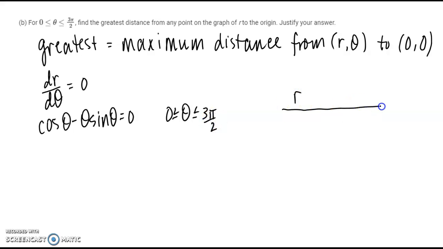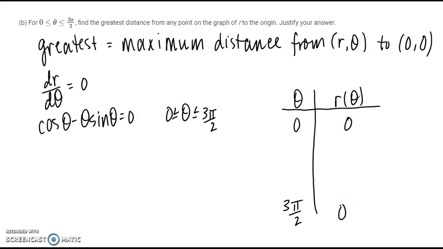But remember, maximums occur, we can't forget about our endpoints. So 0 and 3 pi over 2 are musts. And we can even figure out what both of those are already, we know they equal 0. So we're looking for our turning points within the graph.